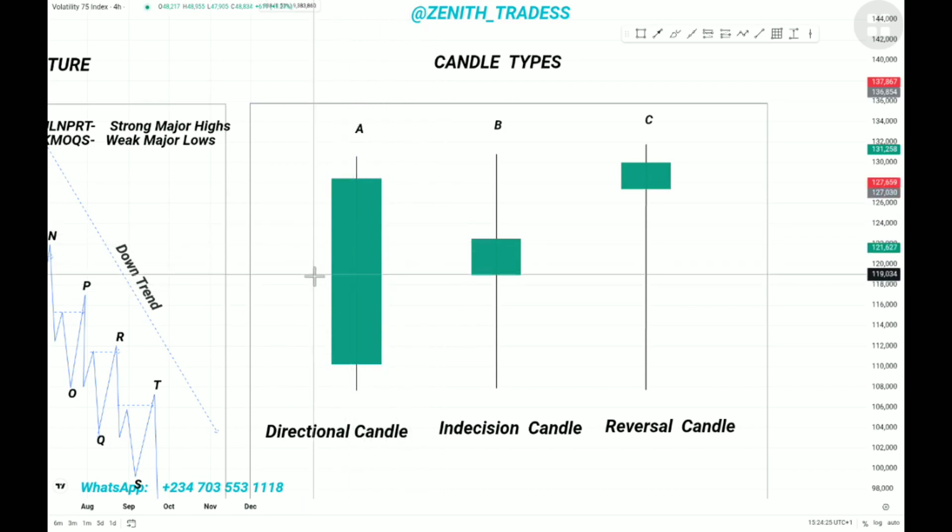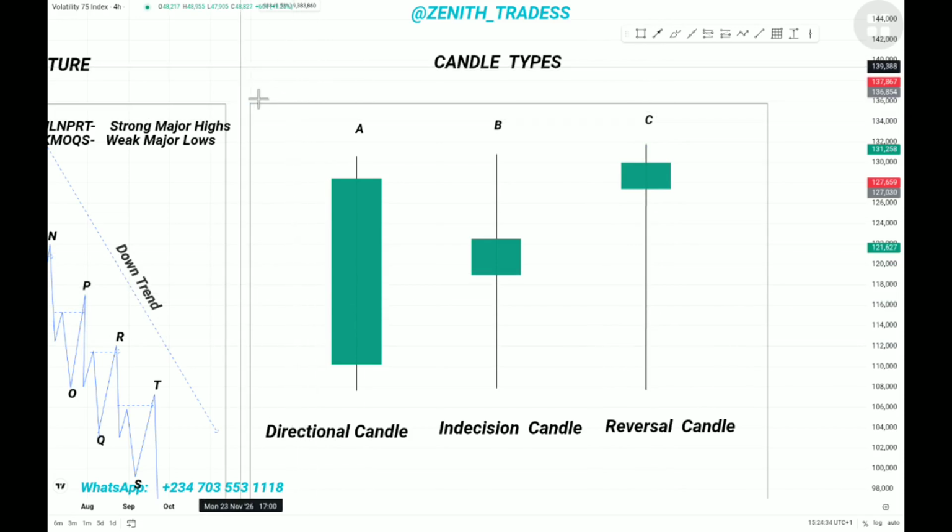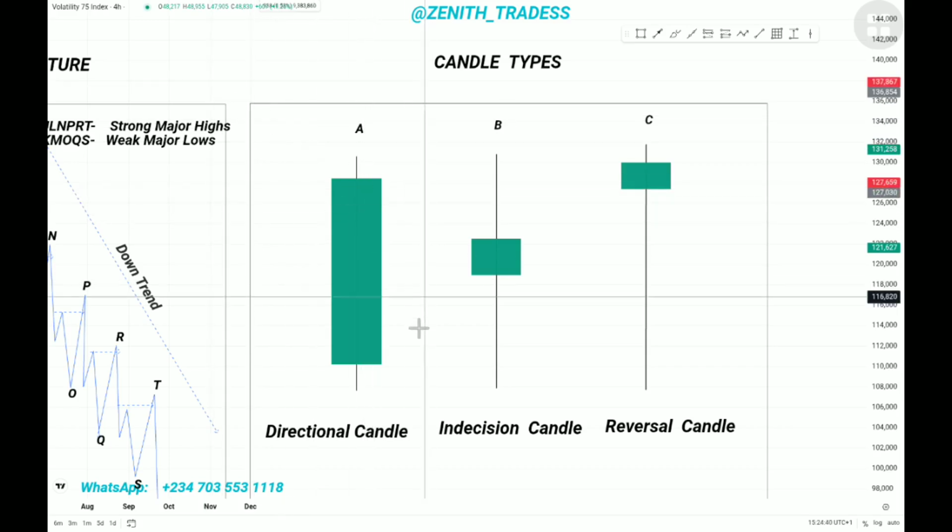This is the one we are using for the purpose of this entry criteria, the directional candle. This is also so important. It tells a story a lot at swing points. This is the type of candle we will stick to, right? Candle A, directional candle. Let that stick at the back of your mind. Directional candle. It is opening price.